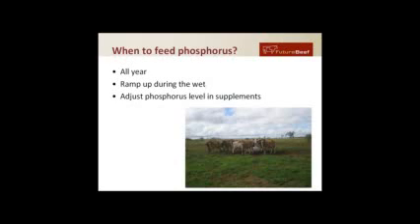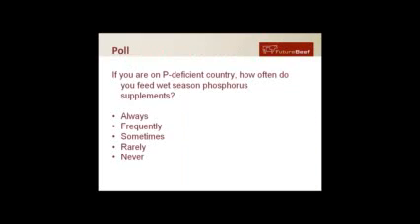So when do we need to feed phosphorus? Well, where there's a deficiency, we need to feed it all year. Animals require phosphorus for just about every metabolic activity in the body, so it's required all the time. And we need to be supplying phosphorus to the animal all year, whether that comes from the diet or whether it comes from a supplement. And we need to ramp it up during the wet season, and I'll explain why in a bit. And so that means that we obviously need to adjust the phosphorus level in the supplements as well.